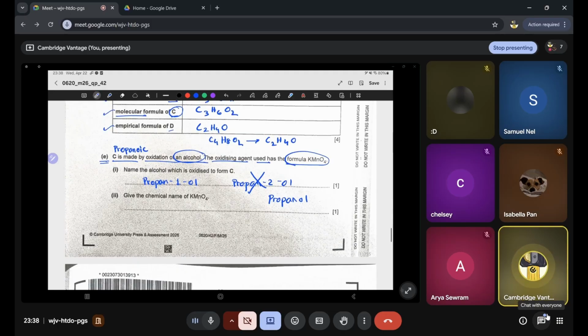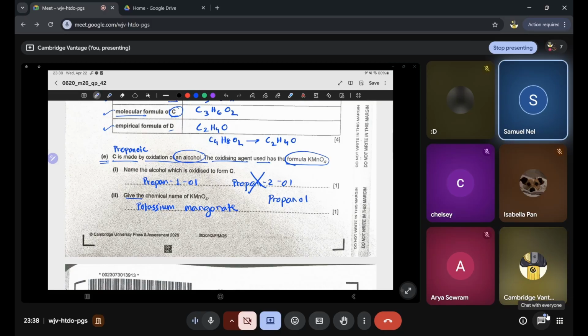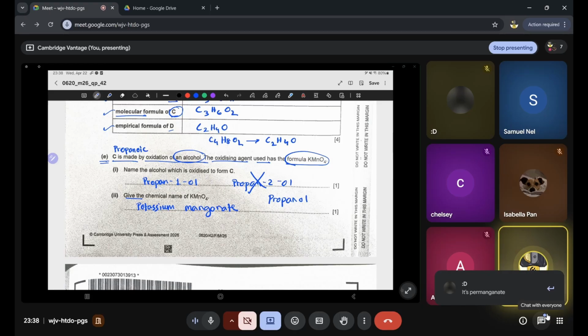Okay. The next part, give the chemical name of KMnO4. This one is just straightforward. Potassium manganate. Now, is this the full name or am I missing something? I think it's potassium permanganate. Yes. You could write permanganate, or you could write manganate 7. The 7 is essentially meaning permanganate. So you could write potassium manganate 7, or you could write potassium permanganate.